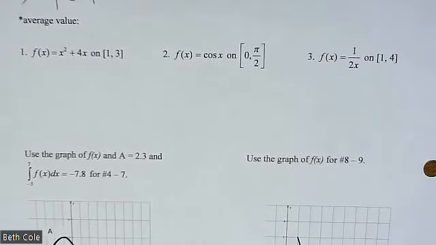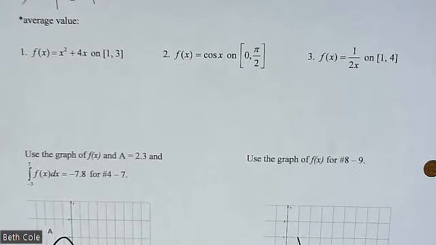The last piece of vocabulary we're going to do is average value. This gets confused with average rate of change all the time, and I get why that happens. They both have the word average, but let's just review. Average rate of change means rate of change, slope. Average rate of change is just regular old slope. An average value is an actual amount.